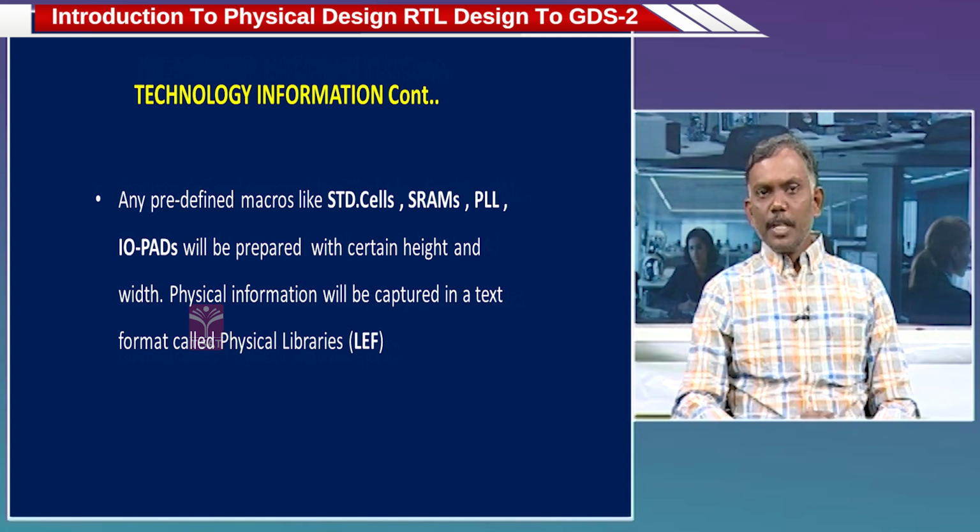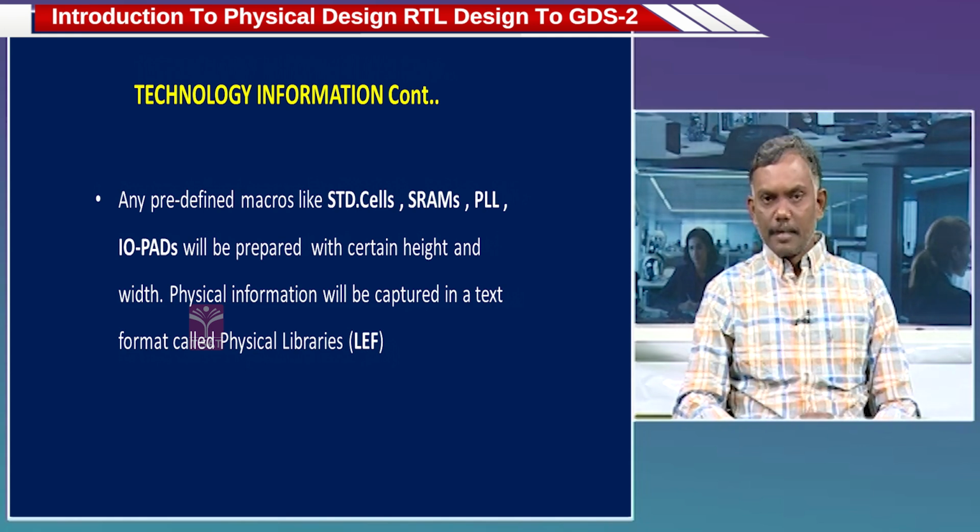And also, if you recollect, your CMOS has the VDD, VSS pins and inputs, outputs. For example, take a simple inverter. The inverter has the VDD pin, VSS pin, input A and output Y. All this pin information and height and width are called physical information. All this physical information of all predefined cells like standard cells, IPs, memories, IO pads is captured in a file called physical libraries. Those are called LEF files. This is also one of the inputs in the coming stages.